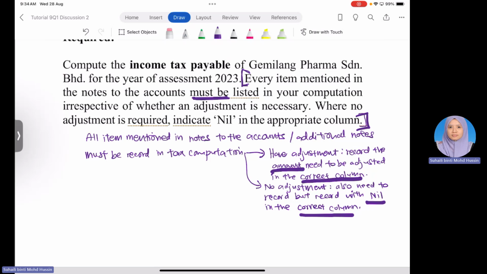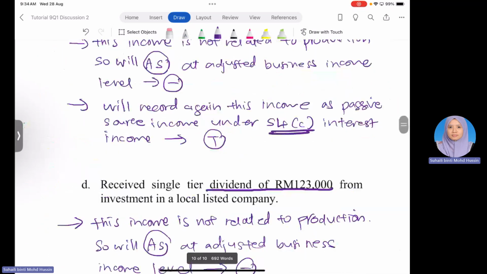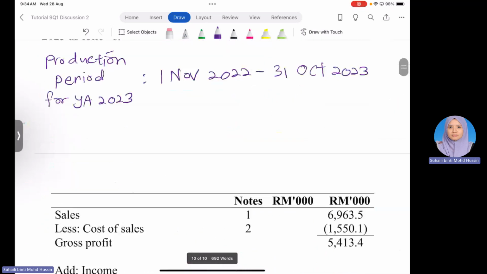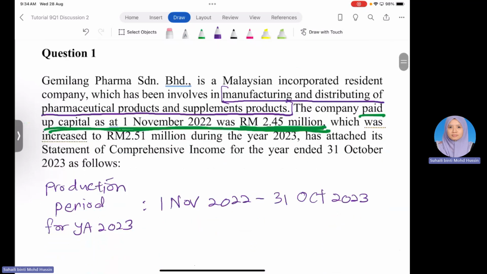Alright, so now we go to the question. We have Gemilang Pharma Sdn Bhd. If you have Microsoft Teams, you can open the version that I already uploaded there. I use the same version as this. So we have the company name Gemilang Pharma Sdn Bhd.